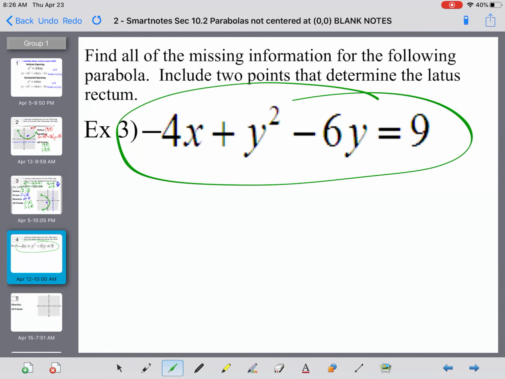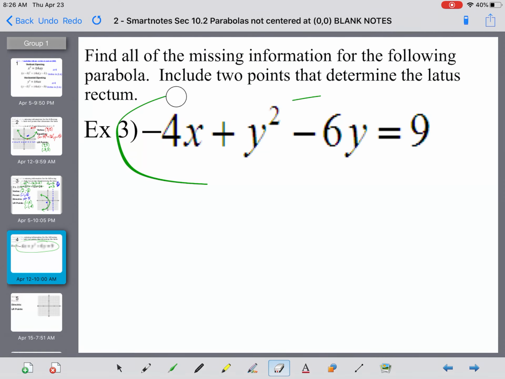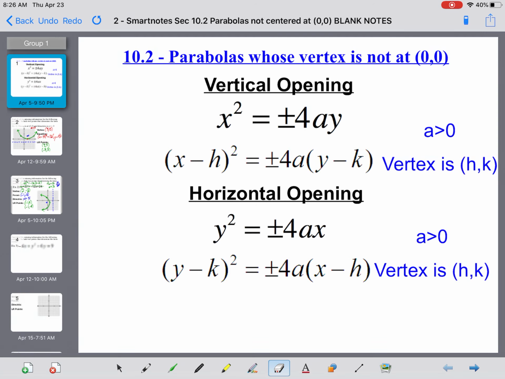So the way to do that is completing the square. We've got to complete the square here to make this equation look like one of these two forms.